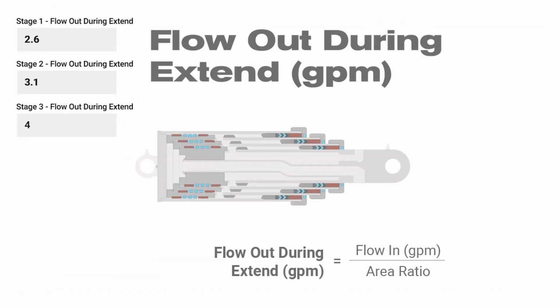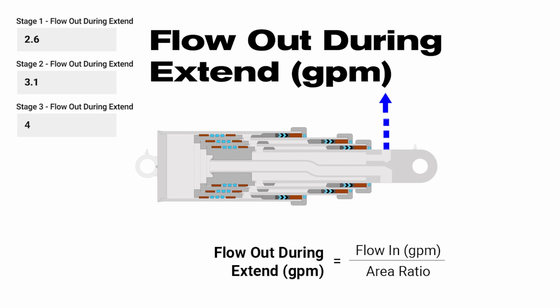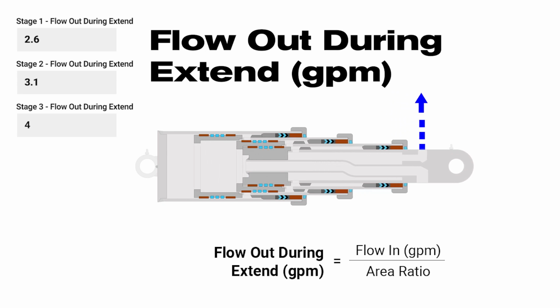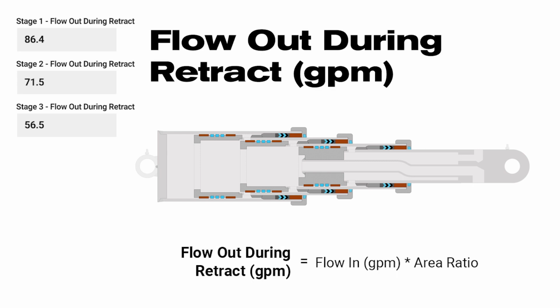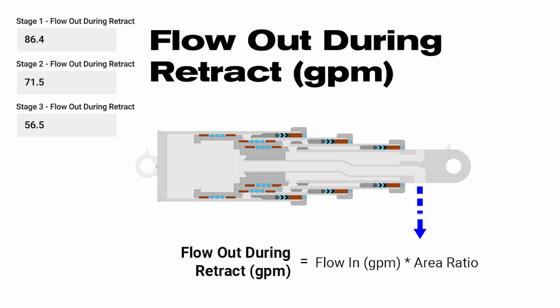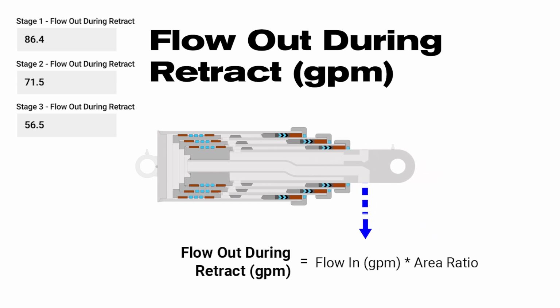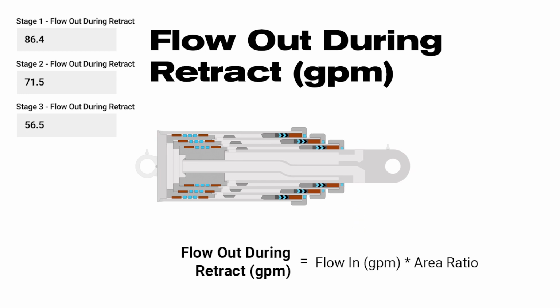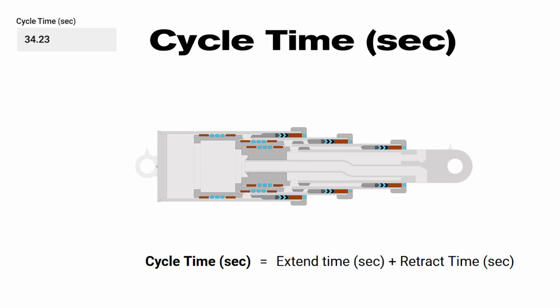Flow-out values, measured in gallons per minute. Because cylinders do not have equal areas, when a cylinder is extending at a given flow rate, the flow rate out the rod side is lower. Conversely, when a cylinder is retracting, the flow out the cap or extend side is greater. These values are helpful in correctly sizing other components in the system, including valves, filters, and hoses. Cycle time, measured in seconds, is the total time to fully extend and retract the cylinder.